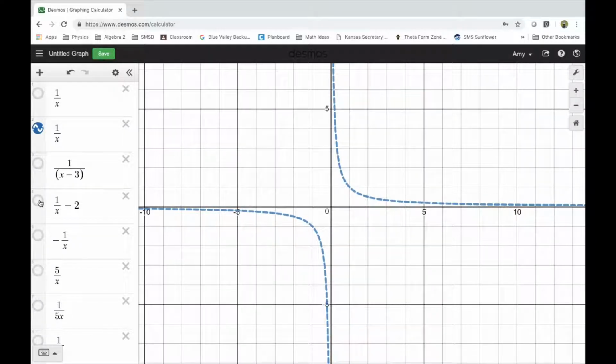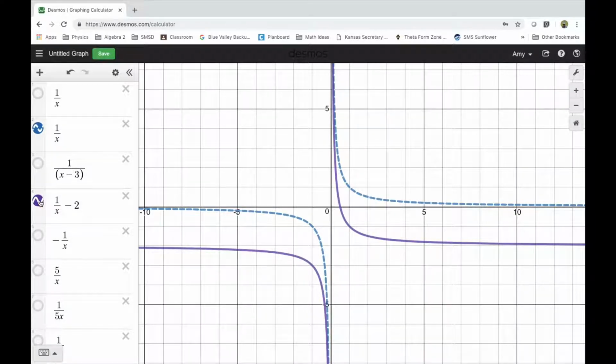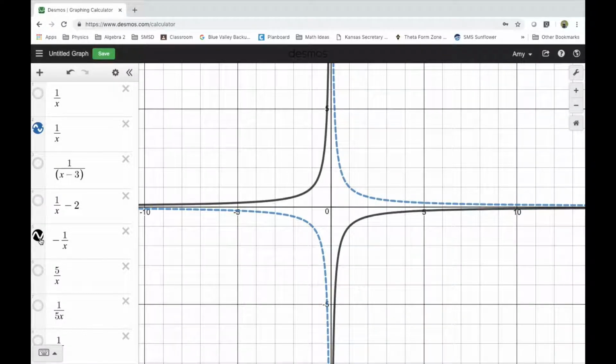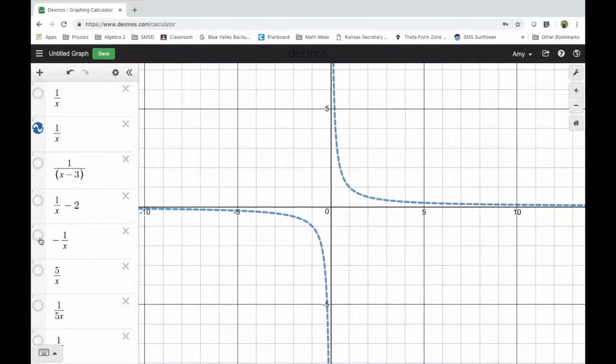We're going to move down 2. So here it is. We have moved down 2 units. You can see everything else is the same. The next one we said would be a reflection, so it should turn everything upside down. Here we go. Do you see how we took the whole thing and we flipped it over the x-axis? It's a reflection across the x-axis.